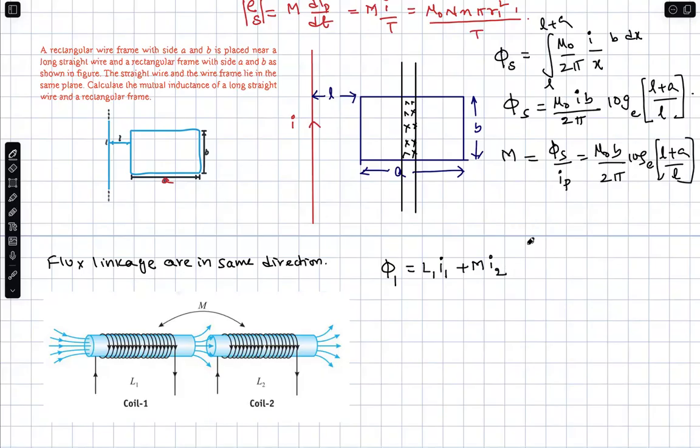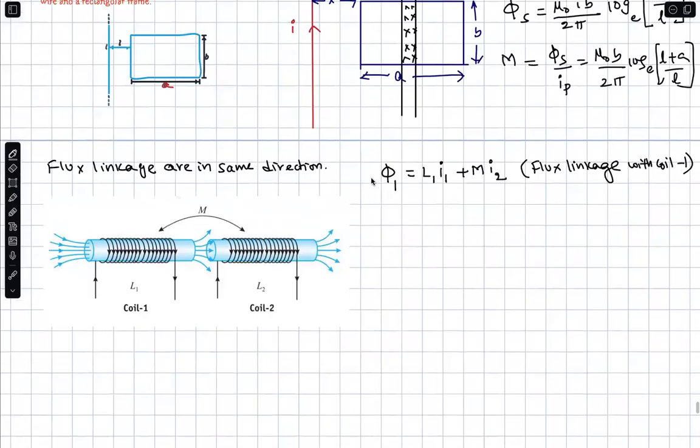Similarly, this is the flux linkage with the first coil. Now I am dealing with the flux linkage with coil 2. Flux linkage with coil 2 is L2 I2 plus M I1.